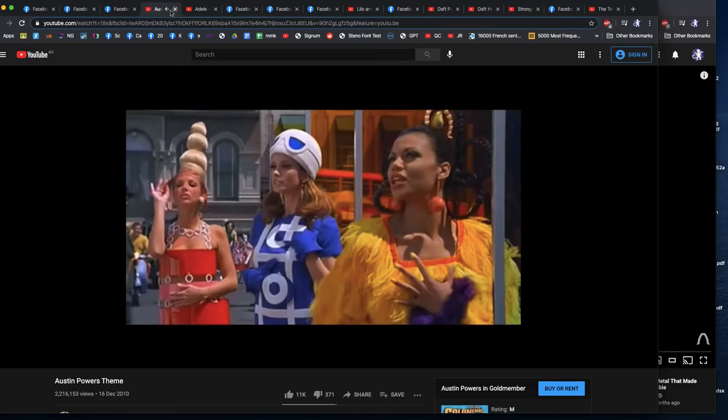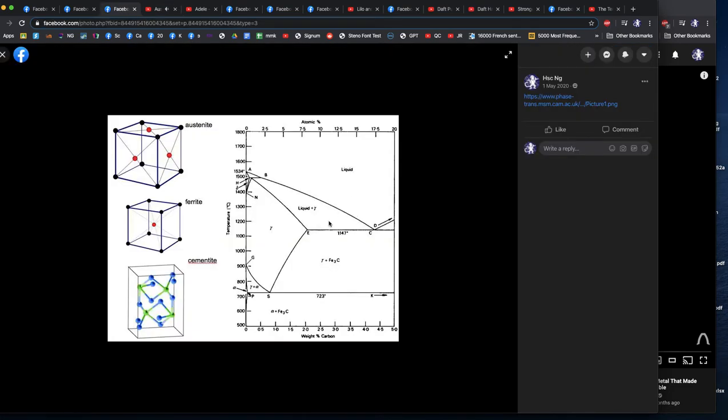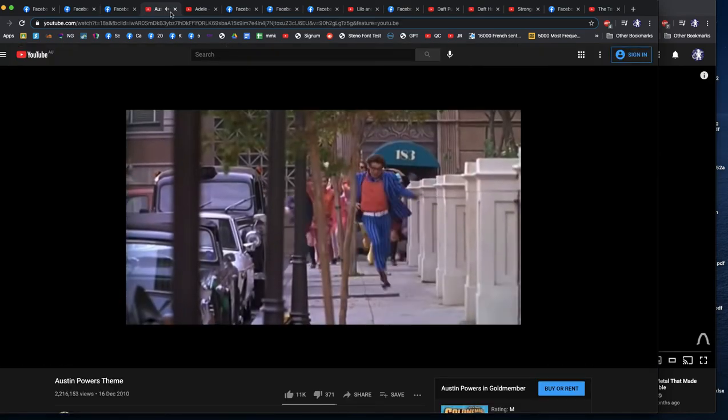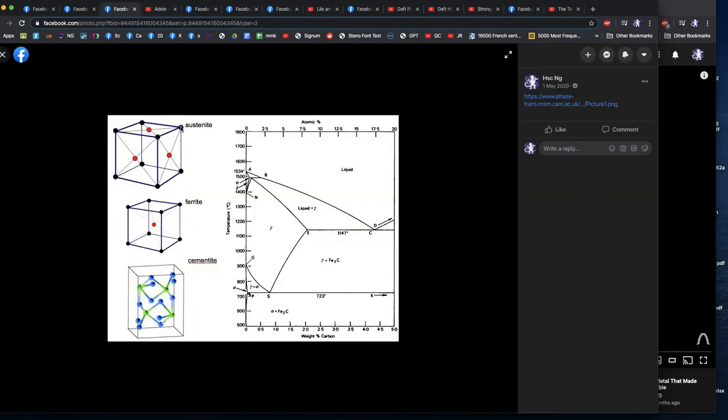Austenite is a face-centered cubic. That means that the crystal is arranged like this. See how they're chasing after him because he's so hot? Austenite is face-centered cubic and only exists at high temperature. It's ductile. That's why he's standing in front of all the ducks. So austenite is a face-centered cubic.